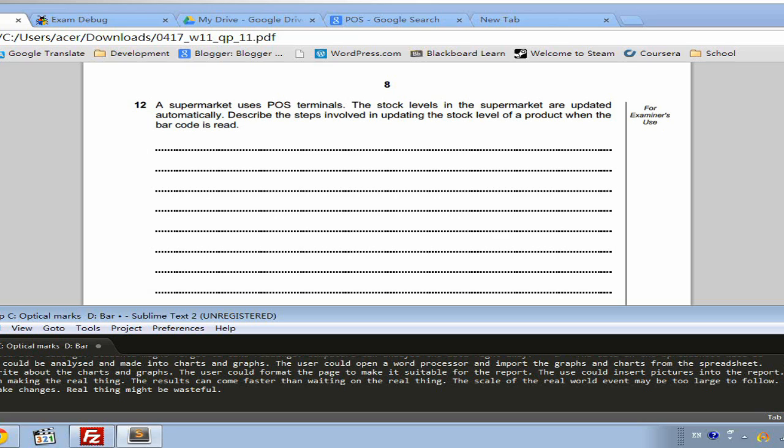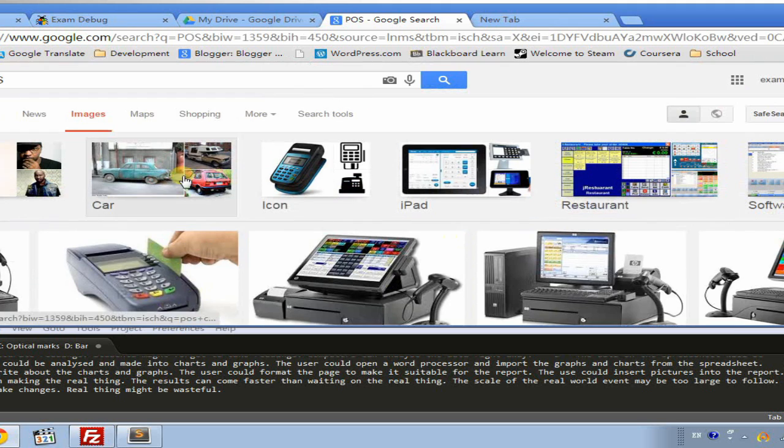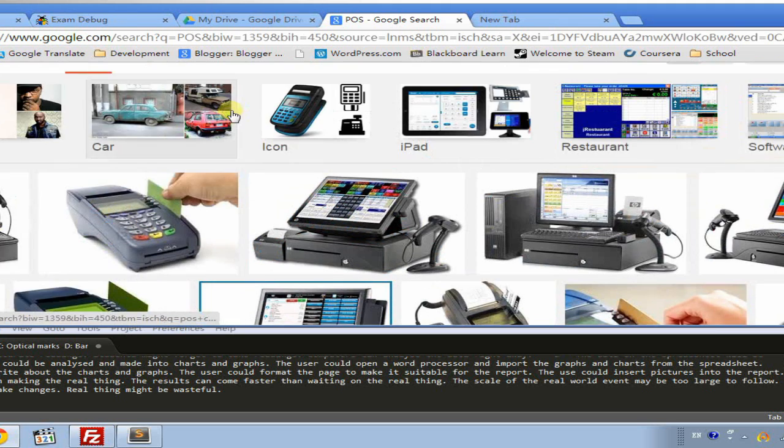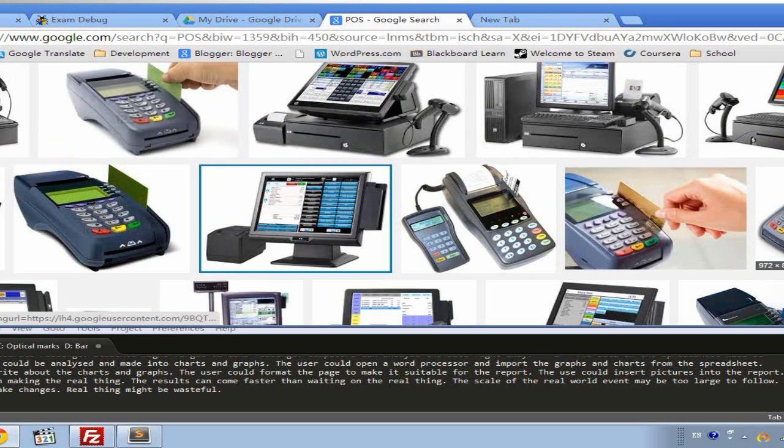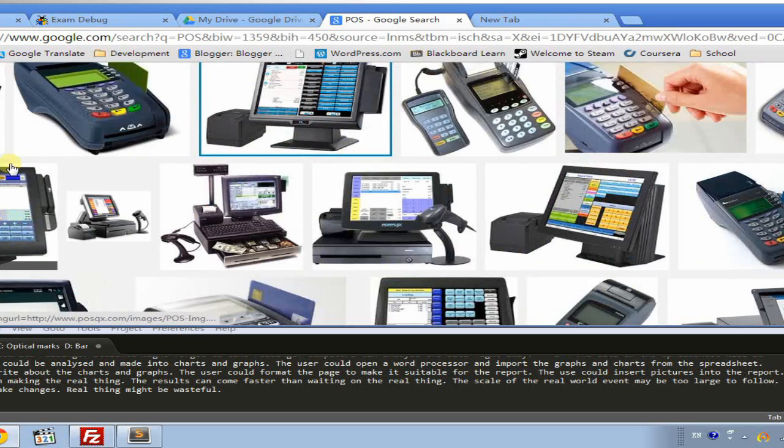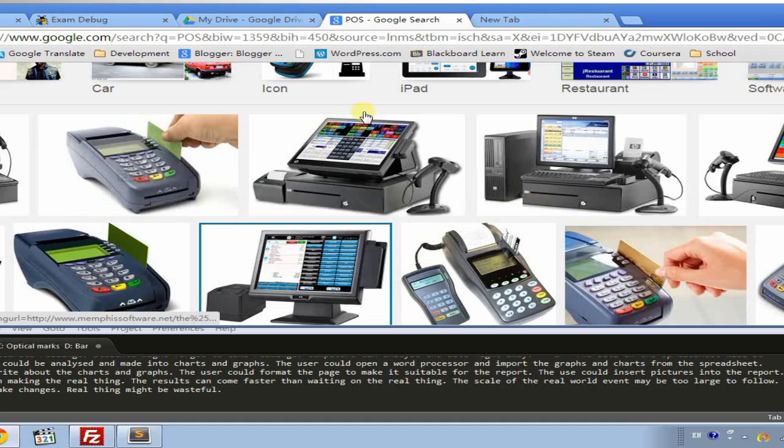So let's have a look at question 12. A supermarket uses POS terminals. The stock levels at the supermarket are updated automatically. Describe the steps involved in updating the stock level of a product when the barcode is read. So first step here, of course, is we have to have some idea what a POS terminal is. So put simply, it's one of these sort of things. If you Google POS, you'll get a wrapper, but you'll also get mainly these images. So point of sale, it's an area where we're selling stuff.